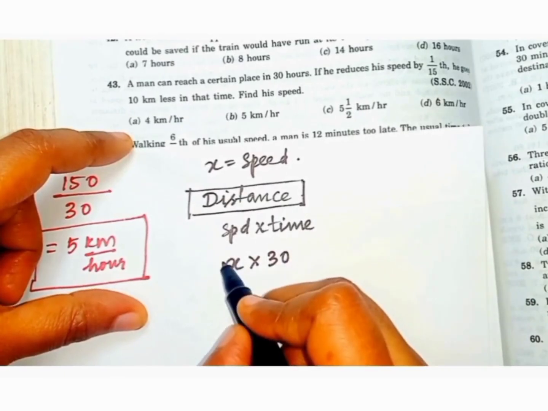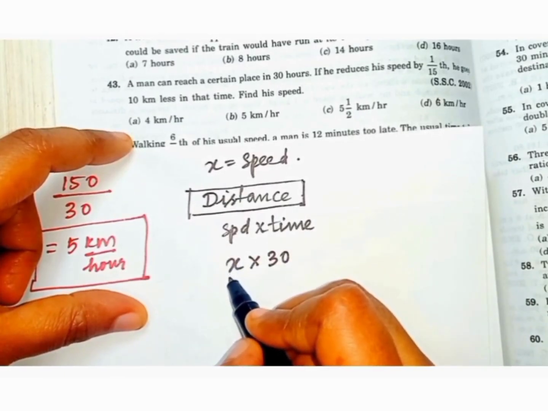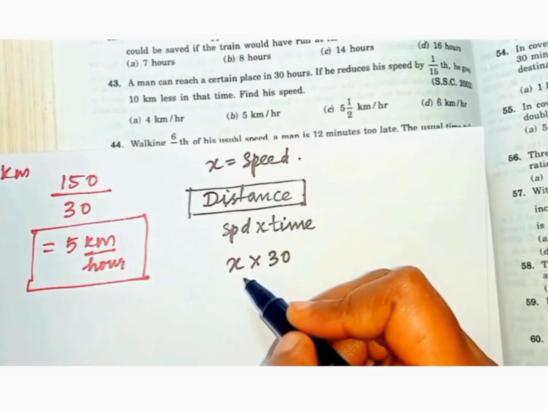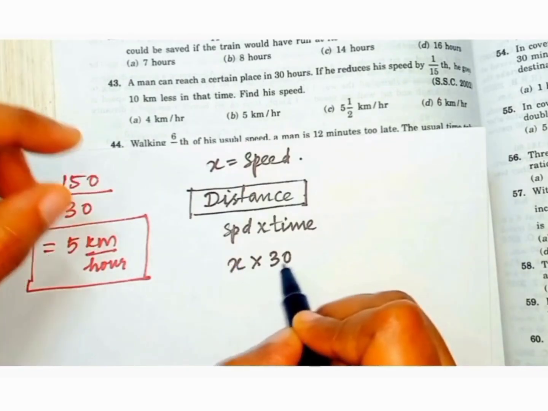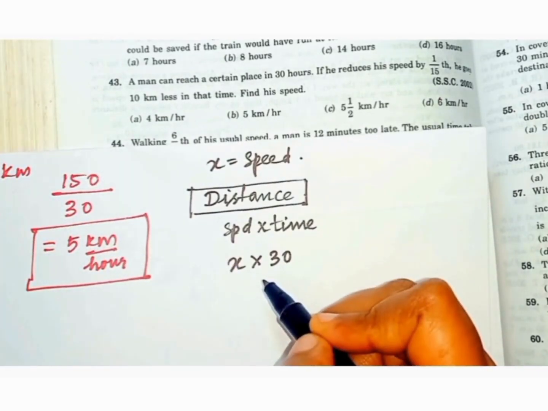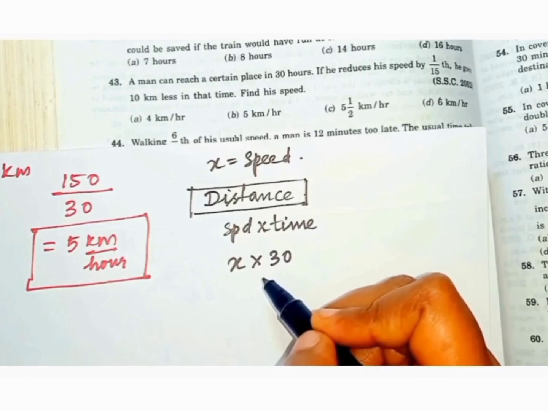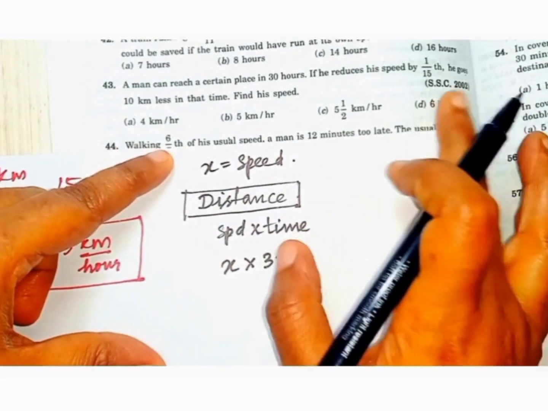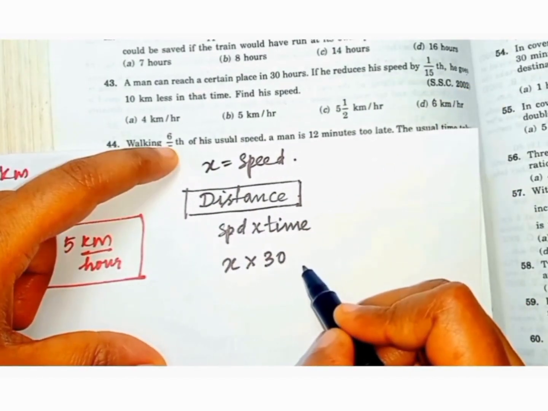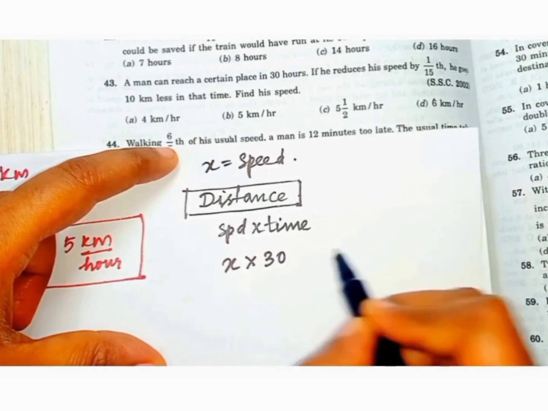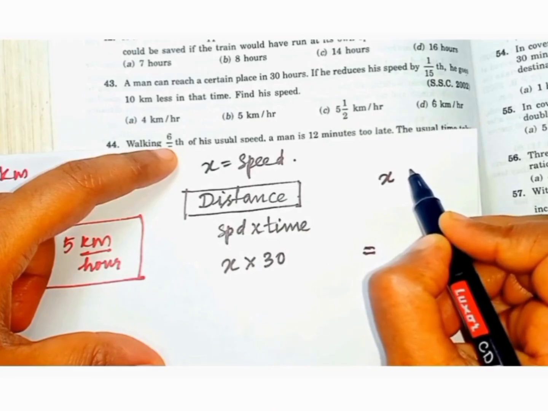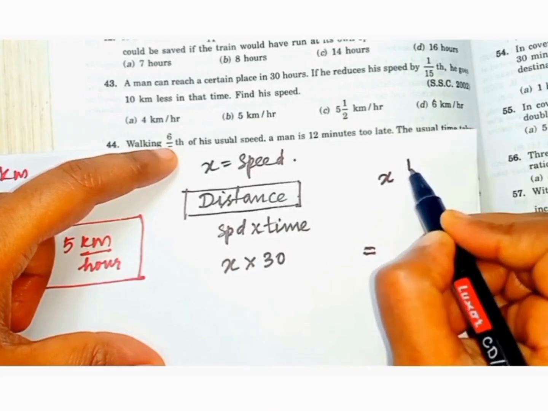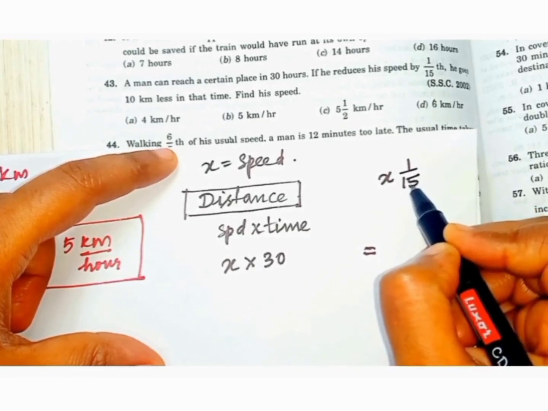So this is the referred distance that he generally takes with the x speed, and with 30 hours time he covers 30x distance. So the second statement states that if he reduces his speed by 1/15th. Okay, there's a twist here. If he's going to reduce his speed, that is x, by 1/15th, it means he has reduced it.